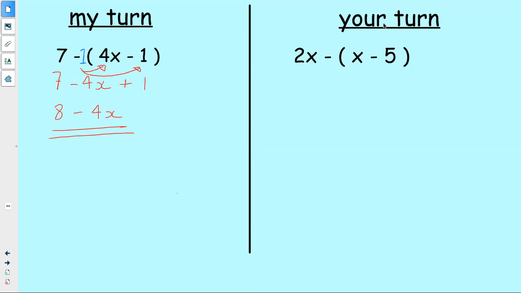Write that down as your example. You know the score now, your turn. That is part of your homework. Pause the video now.